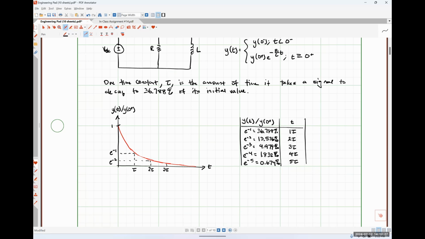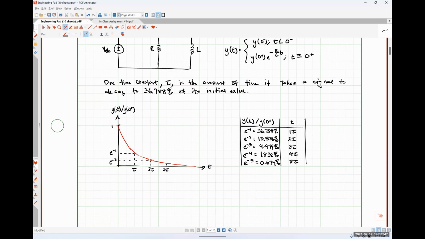If you look at the practice tests and stuff like that, there's definitely going to be a question on some of them that says, how many time constants does it take for a signal to decay to less than 1% of its initial value? The answer is simply 5 time constants. And mathematically, I've shown you here why that is. Okay.